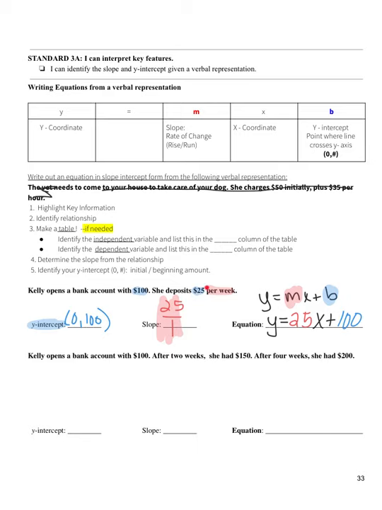Kelly opens a bank account with $100. After 2 weeks, she has $150. After 4 weeks, she has $200. So this problem is similar, but a little bit different. First of all, we can see we're still comparing dollars to weeks.